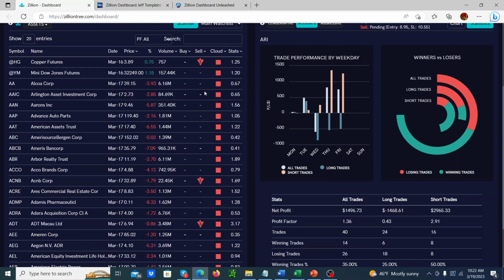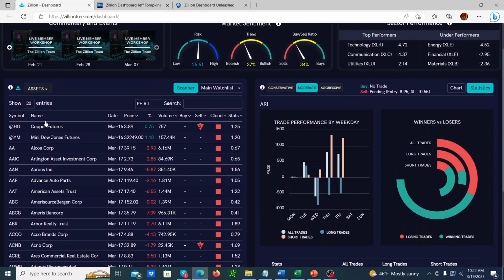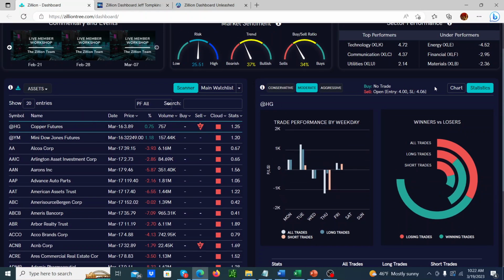So switch to here and we can go and look at copper futures. You'd have a high profit factor, and you'd be in the cloud, right? So a bearish cloud, you want to be in the cloud. Sounds crazy, but you want to be in the clouds. And that's what those weird colored things are. We switch back to this chart.